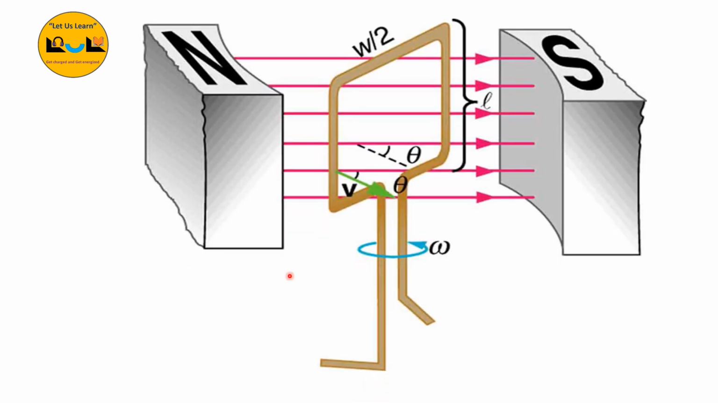So this diagram explains the mechanism of how it is working. Here we have the north pole and south pole. In this, we are allowing this current carrying conductor, the solid brown line, to rotate in anti-clockwise direction, where omega is the angular velocity, v is the velocity of the conductor, and theta is the angle.